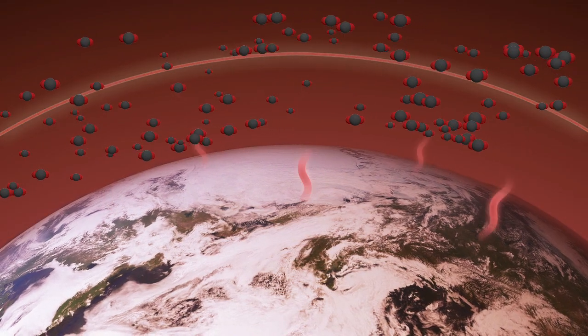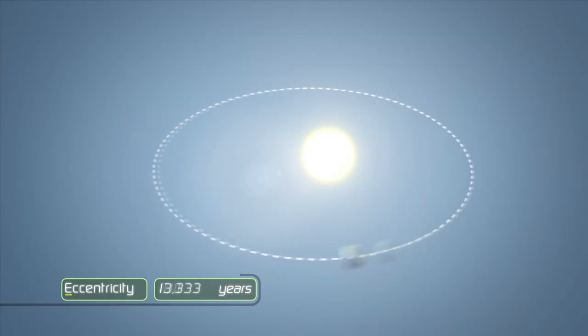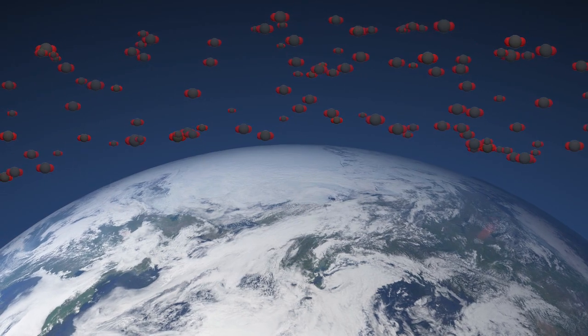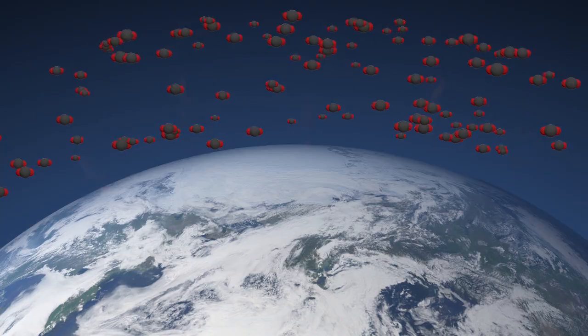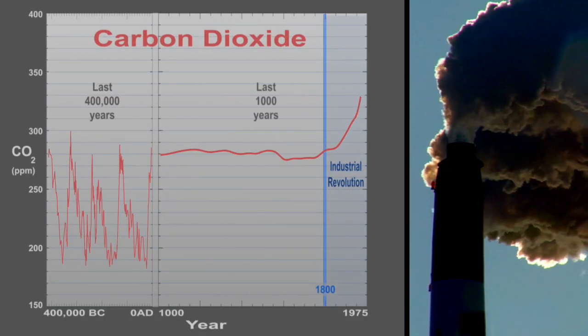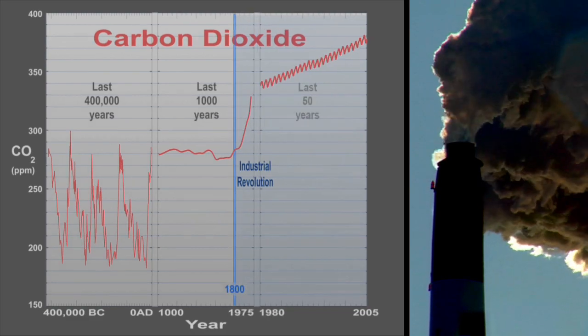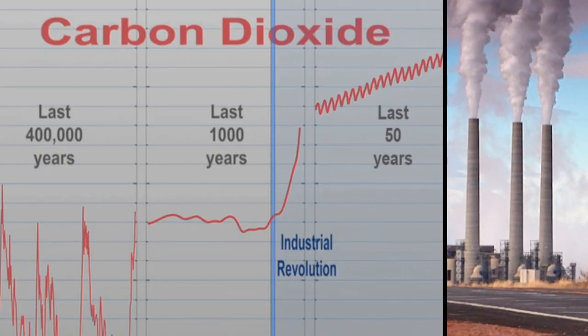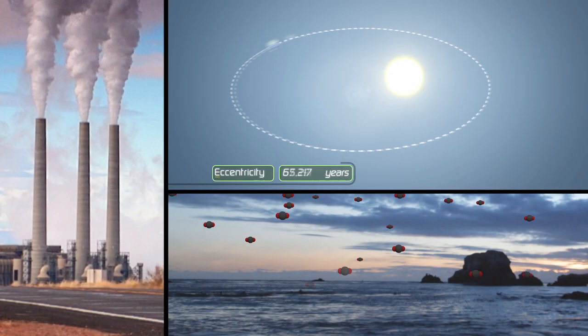In the past, rising temperatures have been set in motion by changes in the Earth's orbit, and then amplified by the subsequent increase in CO2 released by the oceans. But since the Industrial Revolution, CO2 has been pumped into the atmosphere more rapidly than at any other point in the past 400,000 years. We have bypassed the Earth's natural cycles.